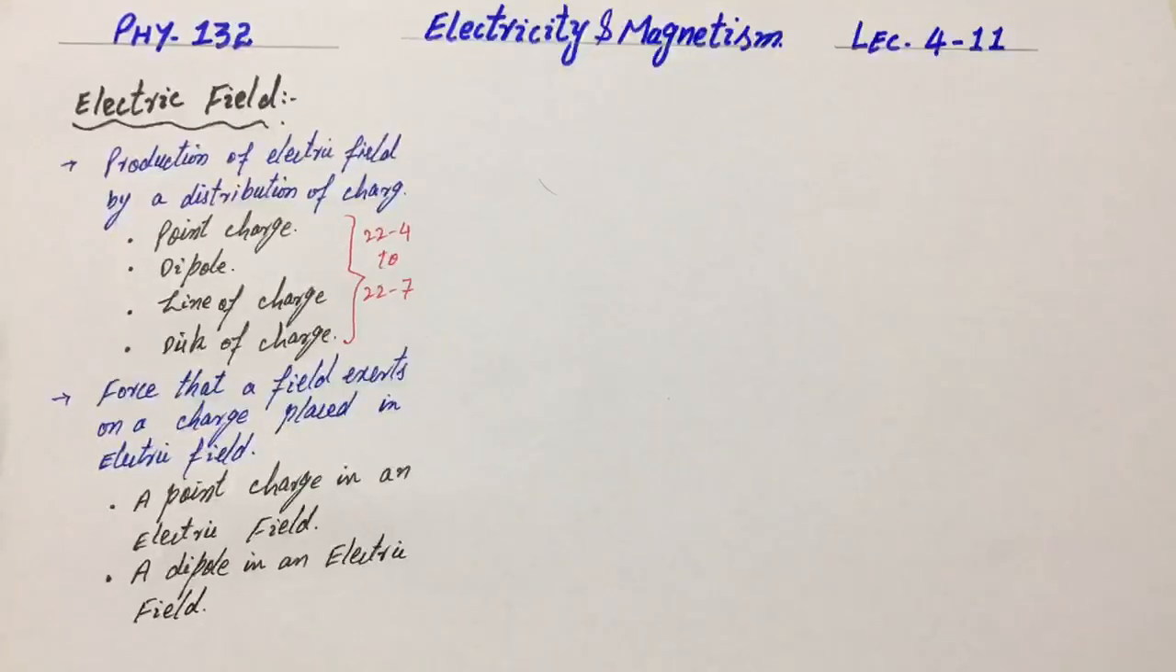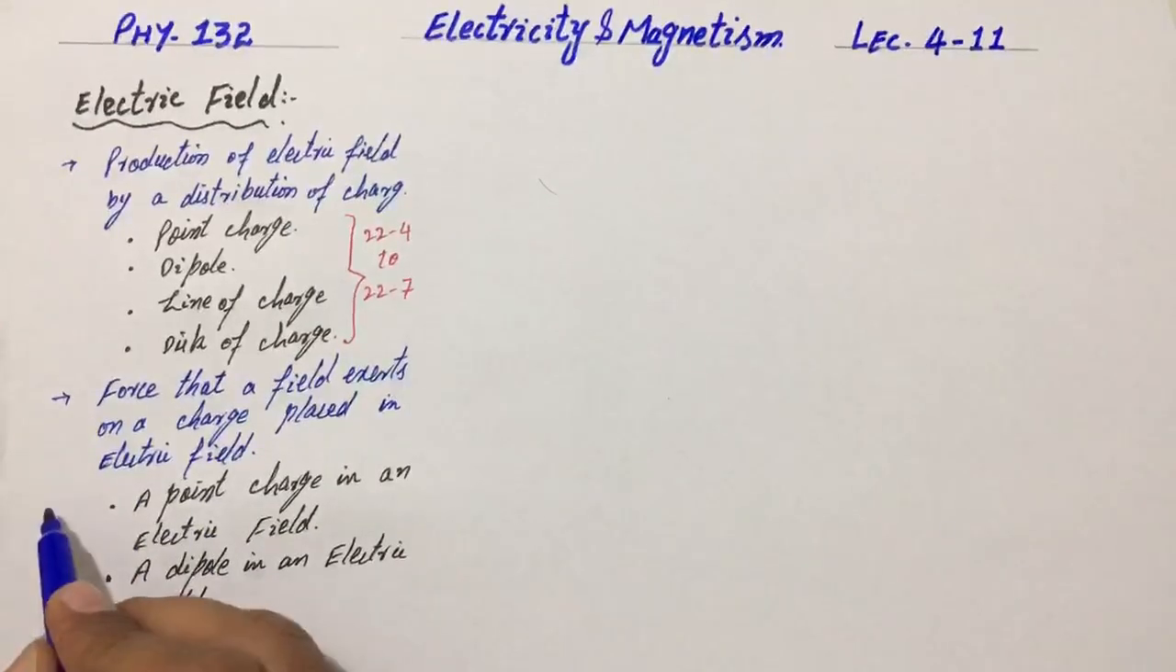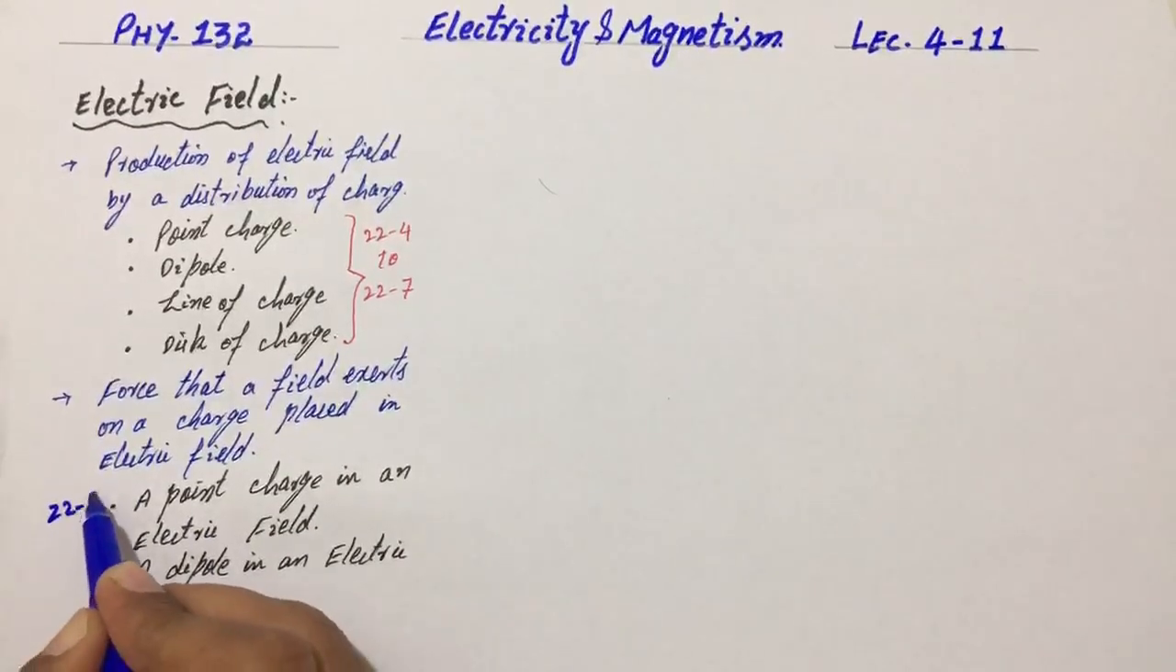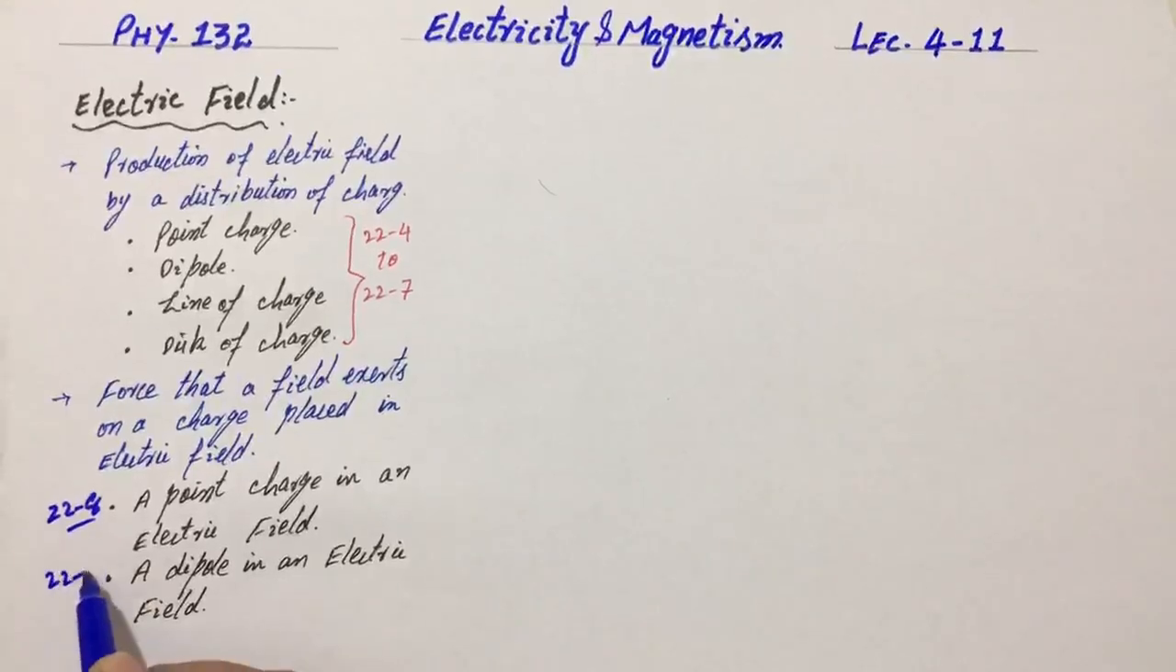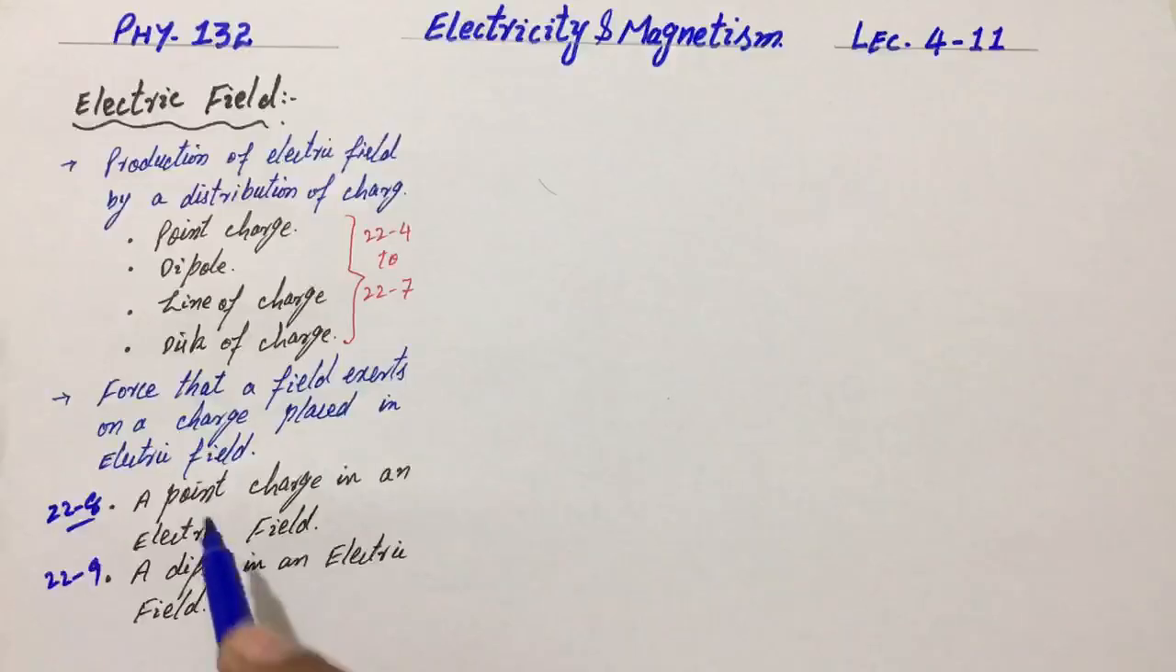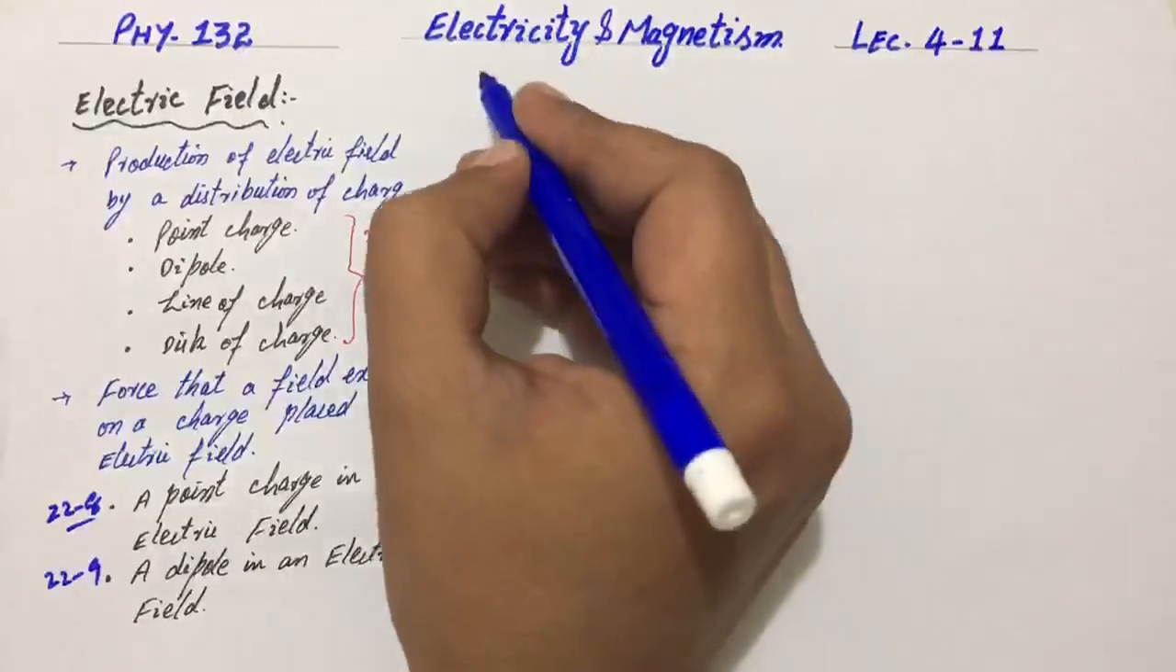So these are the two articles that we will primarily focus on in today's lecture, and try to emphasize the fundamental concepts and fundamental relations that are used in certain applications. So we start with the first one. This one is article 22.8, and this one is 22.9 of chapter number 22. So we start with the first article, that is a point charge in an electric field.